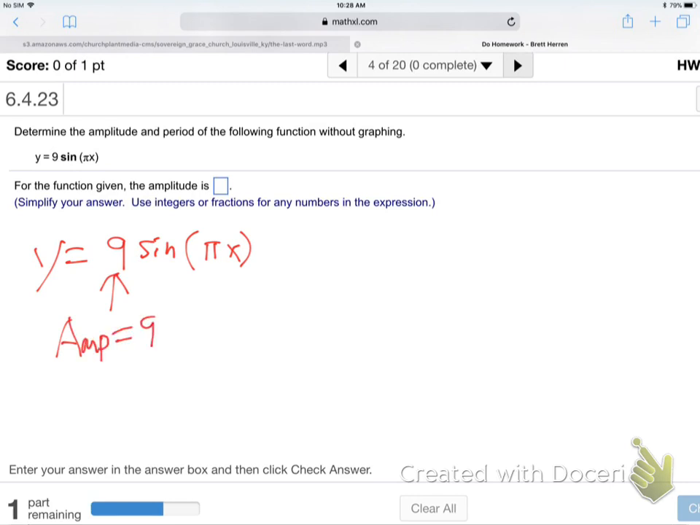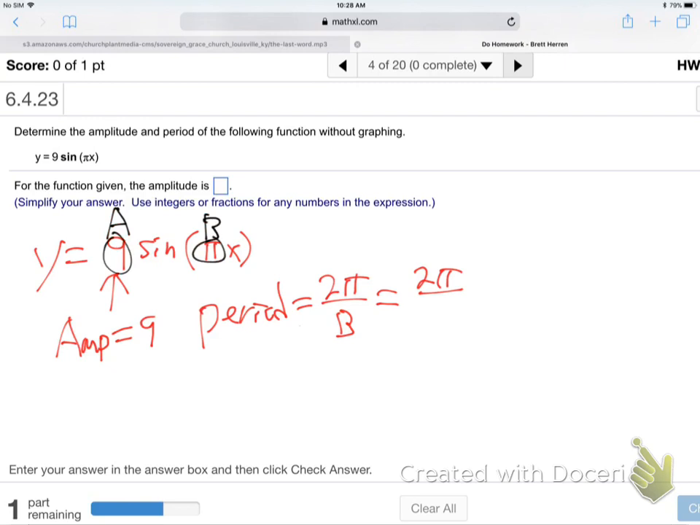Amplitude is 9. And what's the period? Let me give you a second. It's 2 pi over b. That's the formula for period. So it's going to be 2 pi over, what's the b? Yeah, the a is 9, the b is the pi. So 2 pi over that, boom, cancel, period's just plain 2. Not 2 pi, but plain 2.